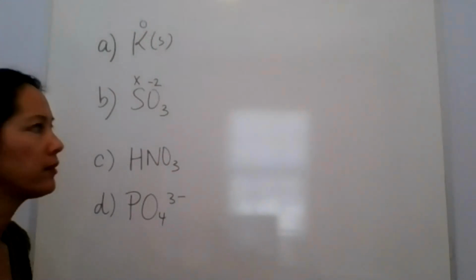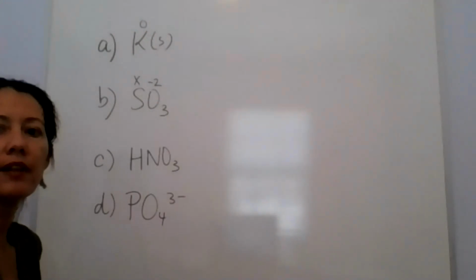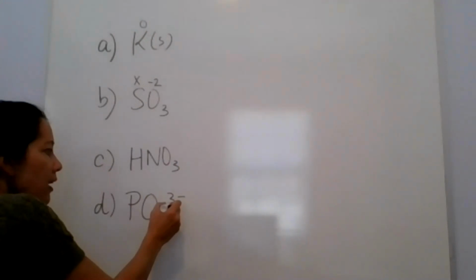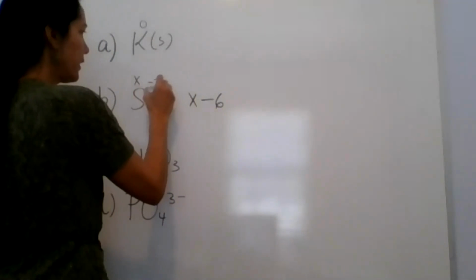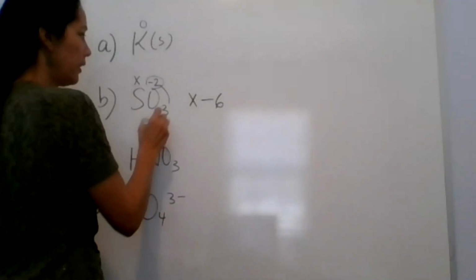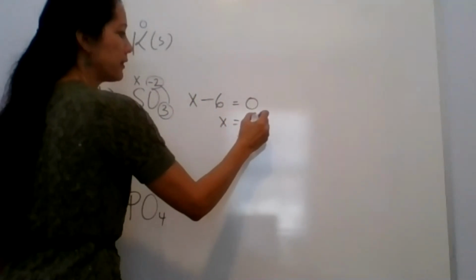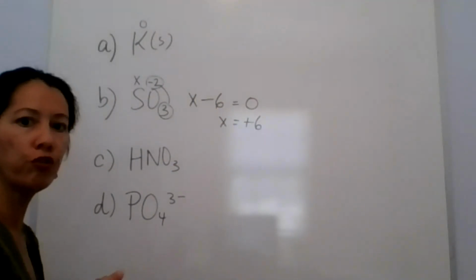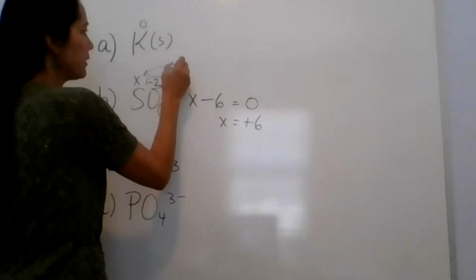But what I do know is the sum of all of these, the X and 3 oxygens, has to add up to 0 because this is a neutral compound. There isn't a big charge like there is with the phosphate ion. So I'm just going to add it up. X - 6, so notice I did -2 times 3, equals 0. So X equals +6. So that tells me that the oxidation number of sulfur is +6.